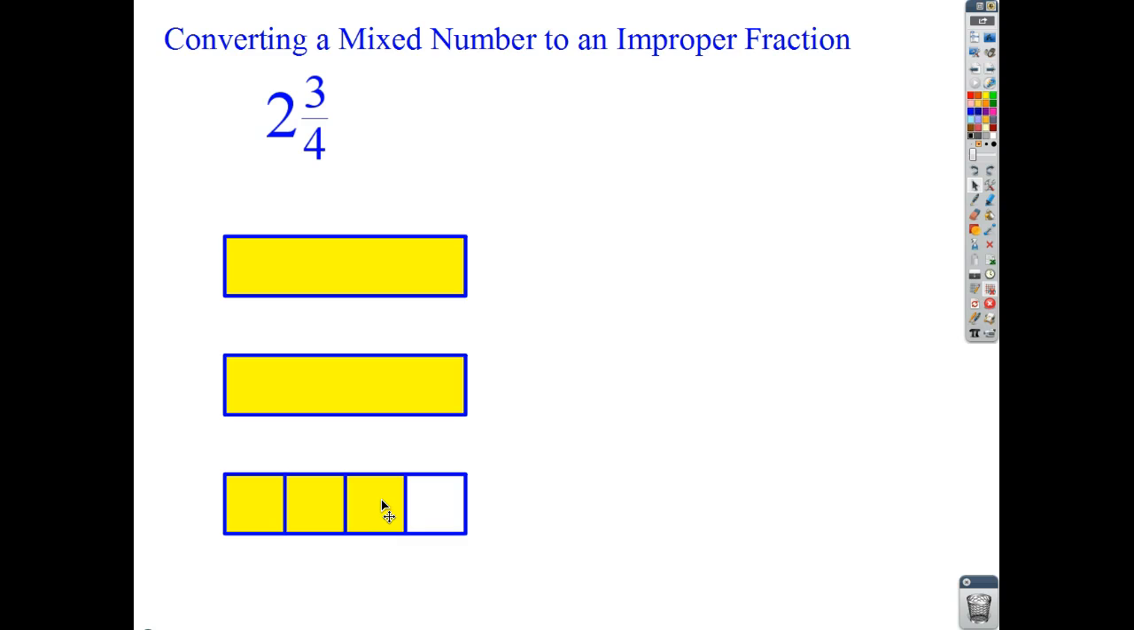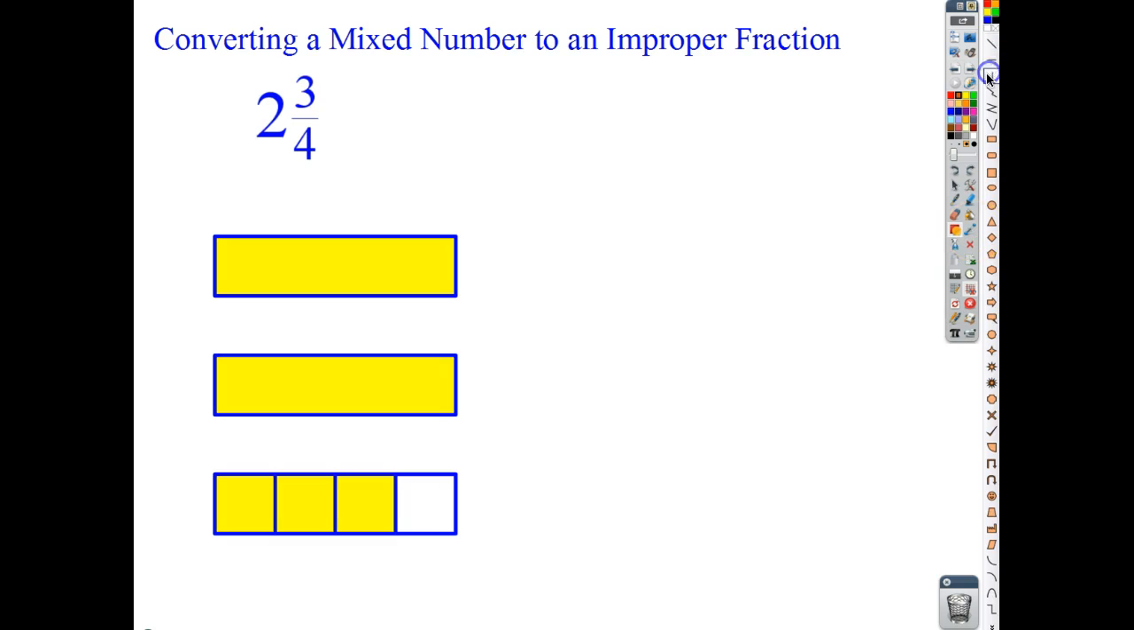Okay, so what does an improper fraction tell us? An improper fraction allows us to describe this whole thing using one unit, or one size. Basically, if this thing is in fourths, then I want everything to be in fourths. So that's what I'm going to do. I'm going to cut these into fourths. So let's go ahead and do that.